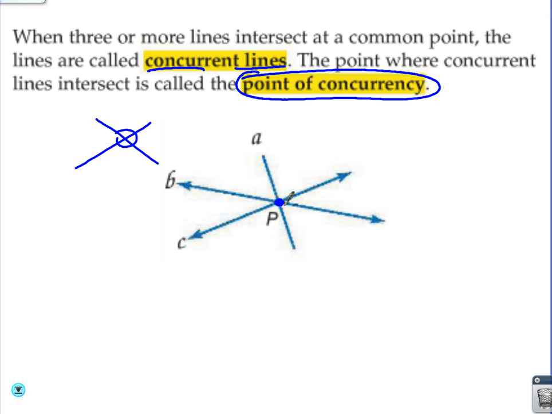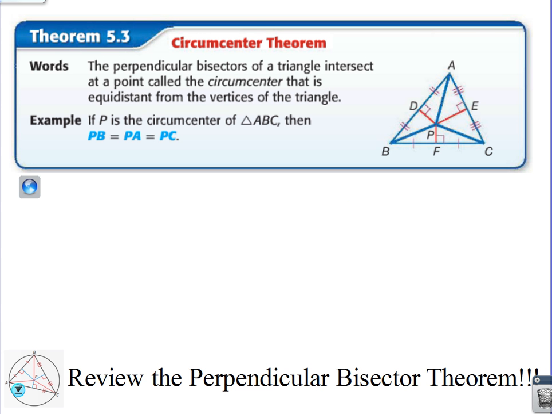There are 4 special types of points of concurrency. We're going to address 3 of them, and today, like I said, we're probably just going to hit one of them. But again, P is a point of concurrency. Your first special point of concurrency is called a circumcenter.